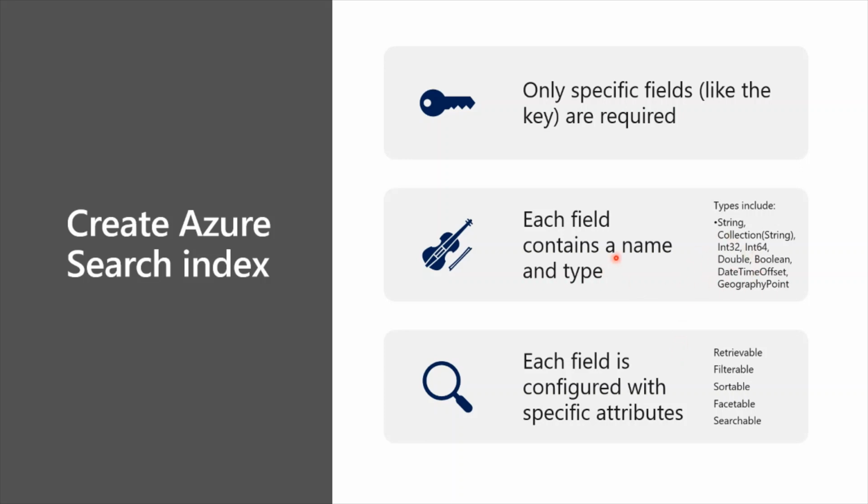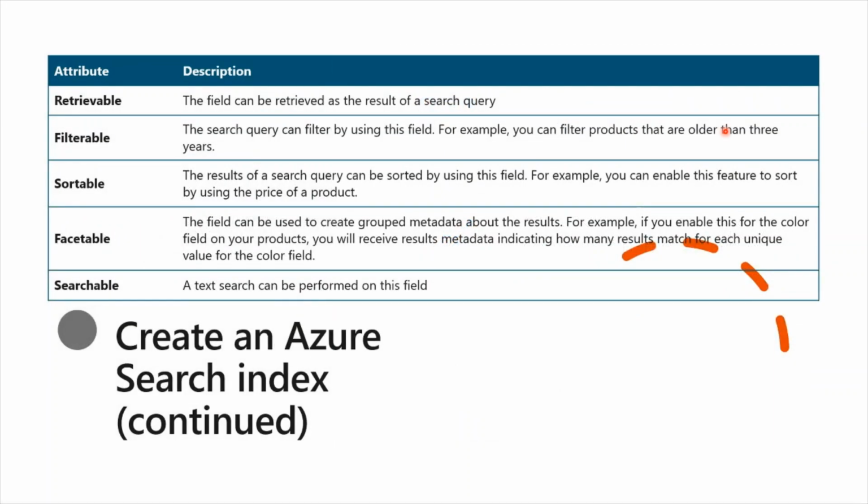So you see here, each field contains a name and type. Each field is configured with a specific attribute, and only specific fields like the keys are required. Create an Azure Search index. To be continued.